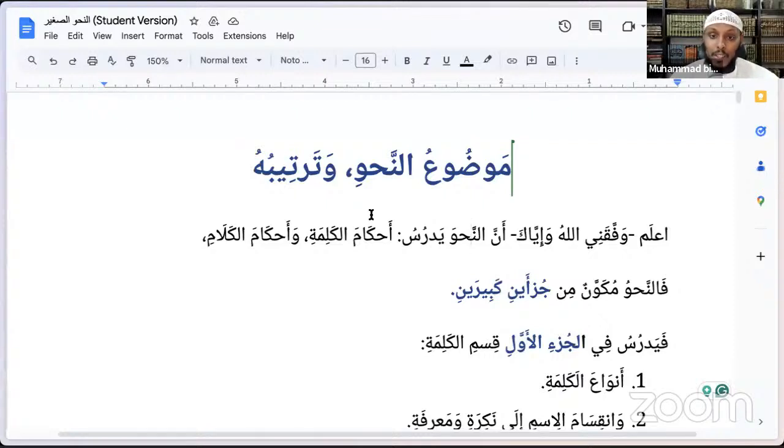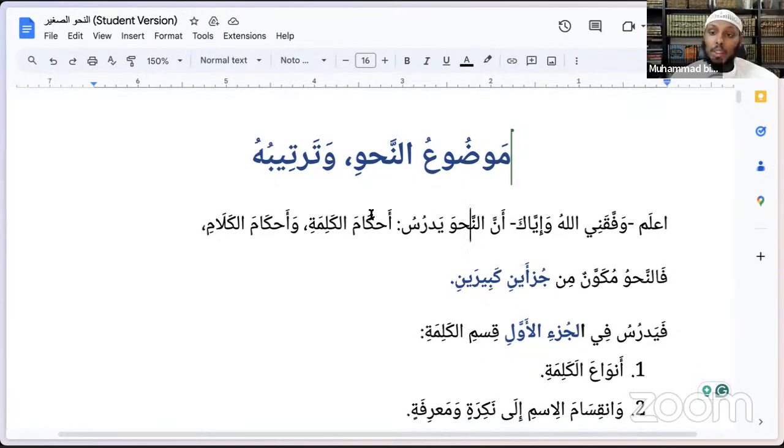But because this document was shared a bit late today, and a lot of you still have to complete enrollment, today I will read it in Arabic and I will also explain it in English. But going forward, inshallah ta'ala, you should be able to understand it in the language that it's written in.